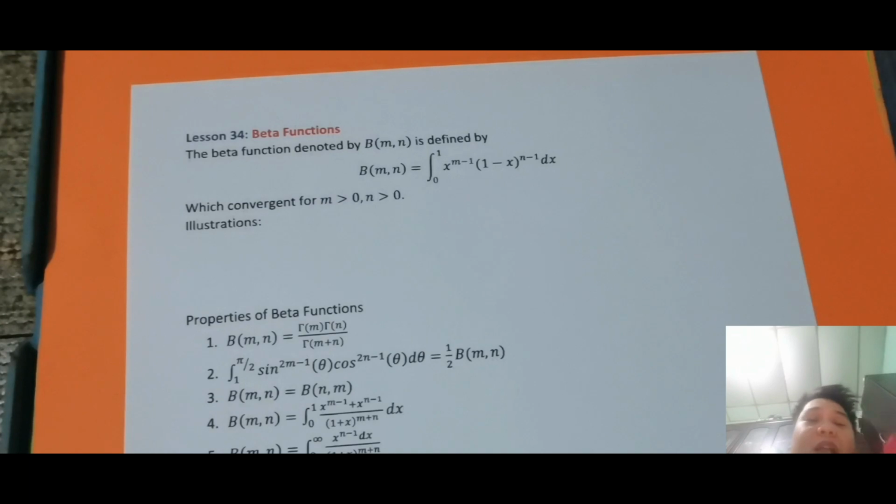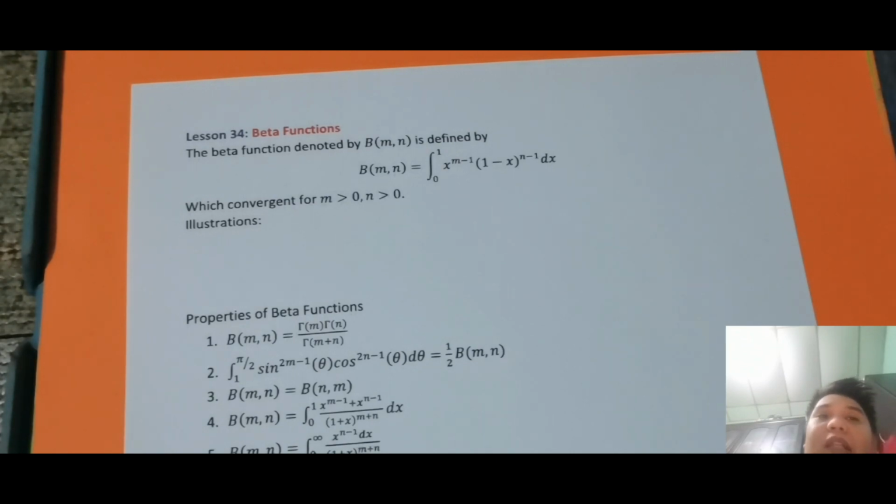Guys, ang gagawin mo lang is dapat makita mo na meron tayong x raised to m minus 1, then yung 1 minus x natin. So, isa sa dalawang importante. Kung sa gamma, x at e raised to negative x importante. Dito naman, x and 1 minus x. Dapat makita natin ng variable times 1 minus that variable. Ganun kasimple. Then, yung exponent nila yung magko-conclude ng ating m and n.